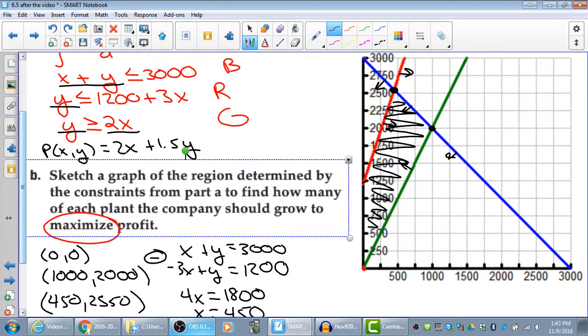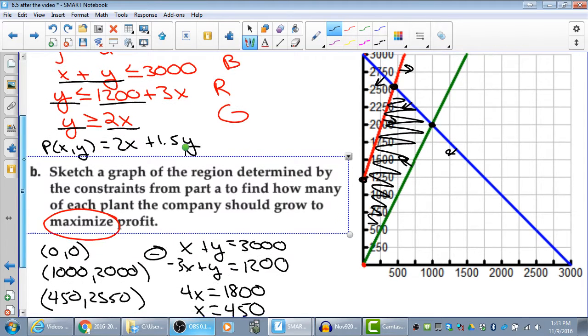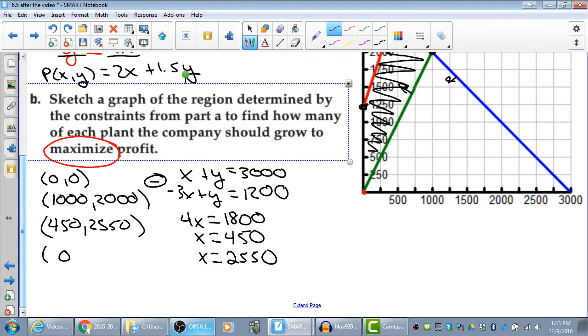Yep, it's right here. Now that's the y-intercept of the red. That's 1,200. So 0, 1,200. Now we got to find out which one of these maximizes the profit. And here's the profit function right there. Now, we know that one right away. Not going to get much if you don't sell anything.